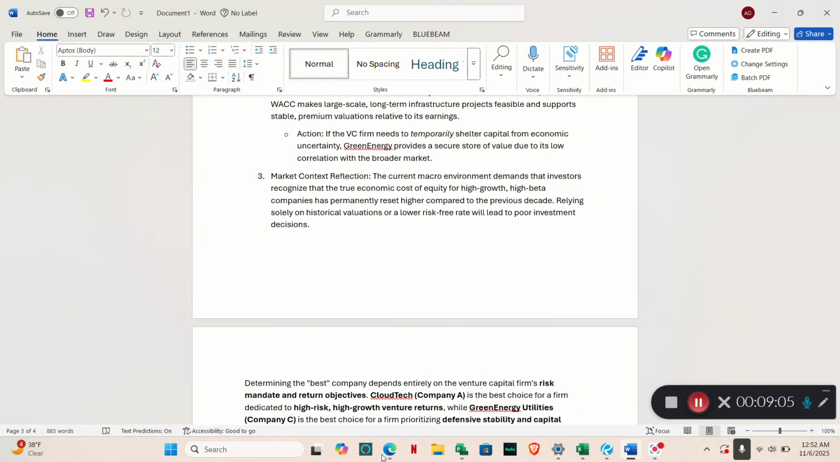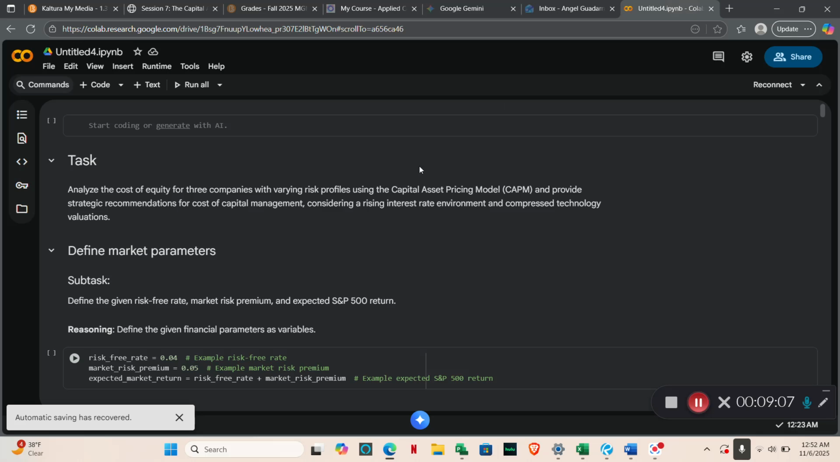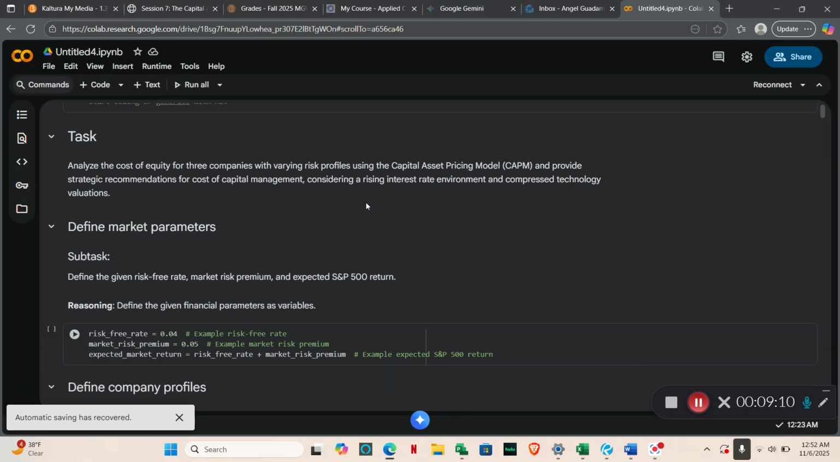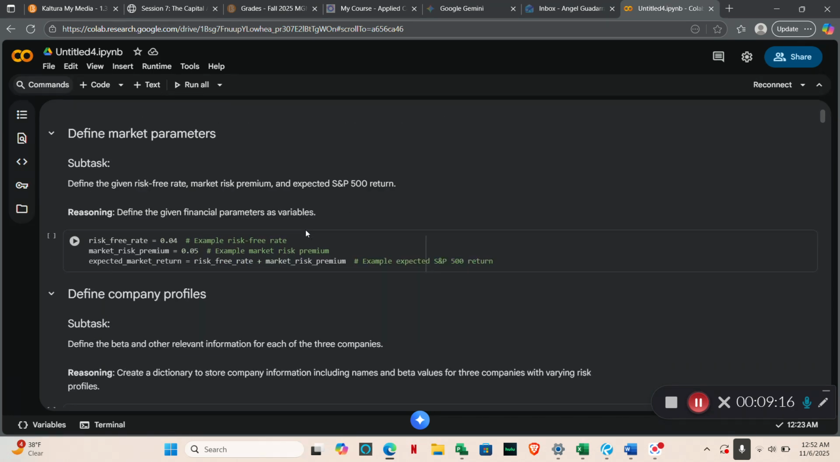Now, moving forward to my coding. So we must analyze the cost of equity for the three companies with varying risk profiles. We have an example of the risk-free rate, an example of the market risk premium, and an example of the expected S&P return.